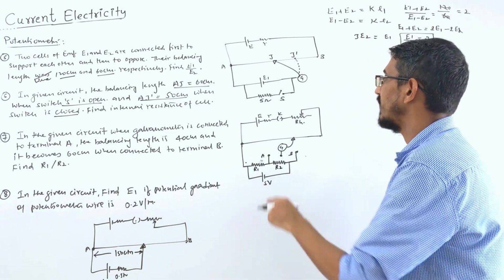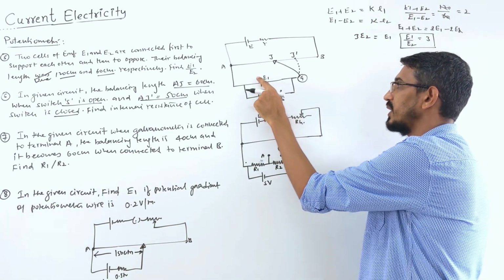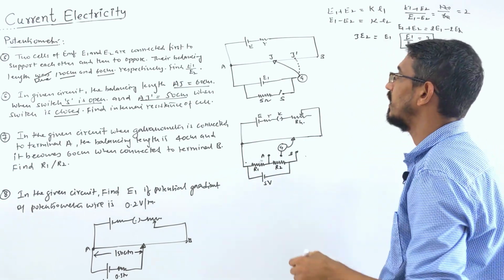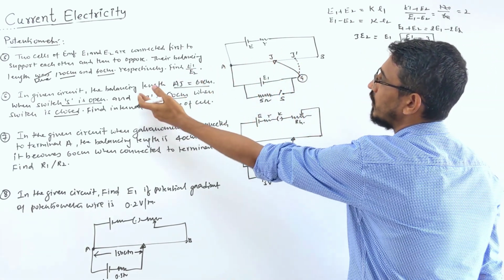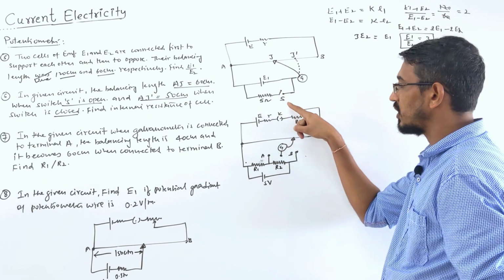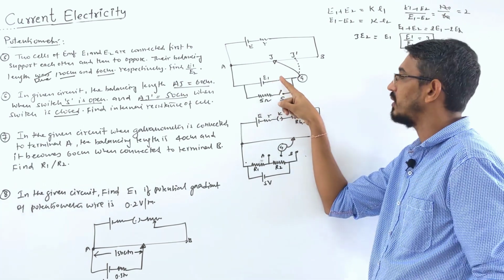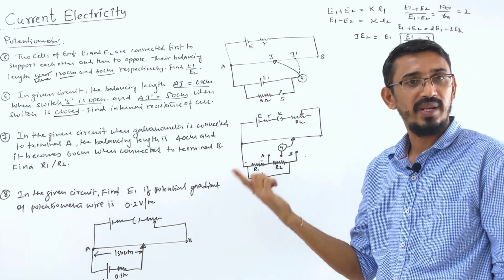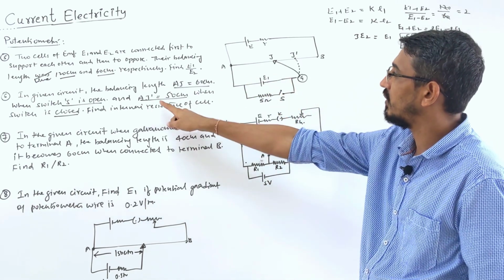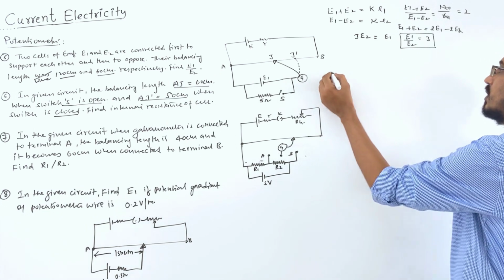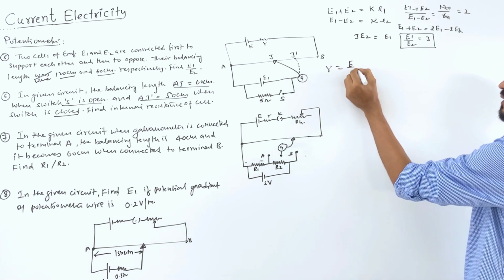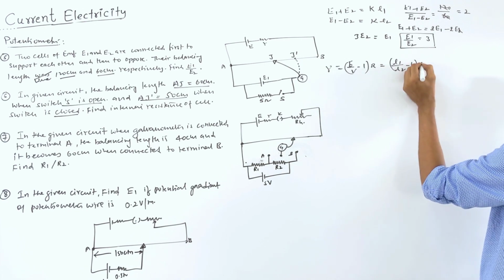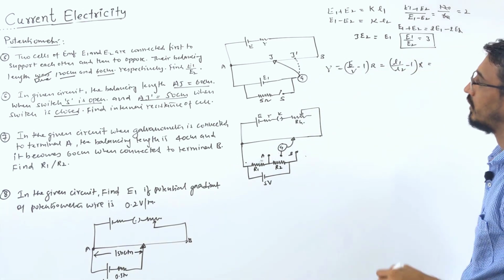So look here, first when the switch is open, only your cell is connected to the circuit, means EMF is balanced against some balancing length. So balancing length was given to you 60 centimeter. When you close this switch, now your cell and resistance are in parallel. Now terminal potential V will be balanced against balancing length of 50. So direct questions, you say r is E by V minus 1 into R, or you say L1 by L2 minus 1 into R. Correct. So all are given to you.